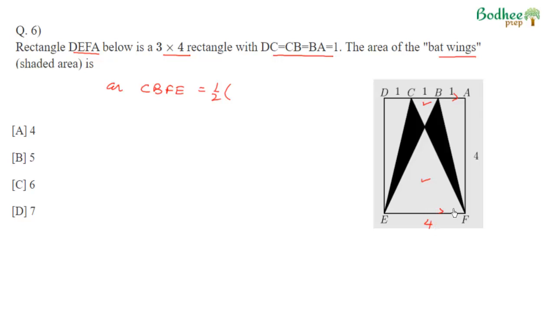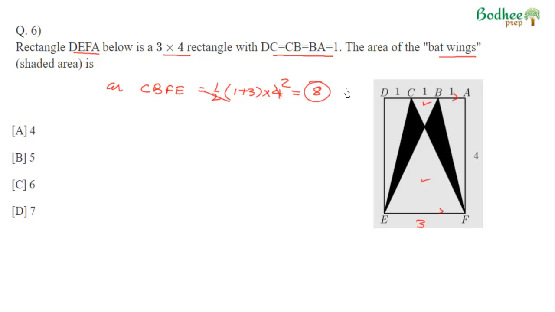Sorry, this is 3. This is 3 cross 4 now. So this is 3. So 1 plus 3 into the height. Height will be 4 itself, right? Which comes out to be, this will go by 2 times. So 2 into 4 will give me 8. This is the complete area.